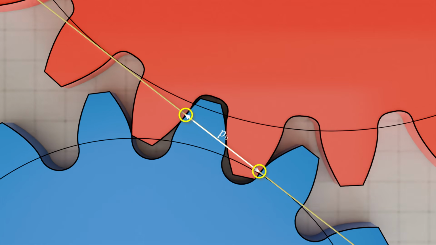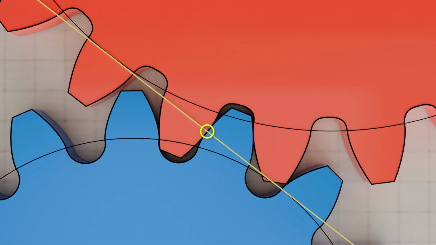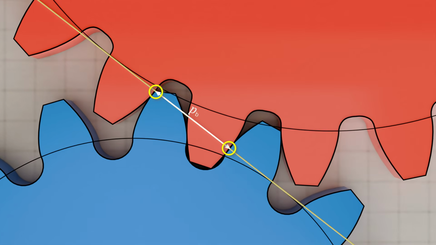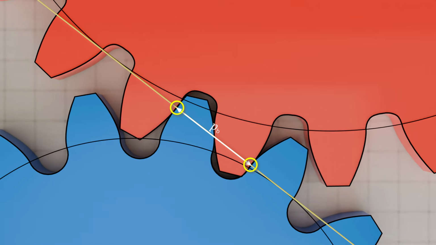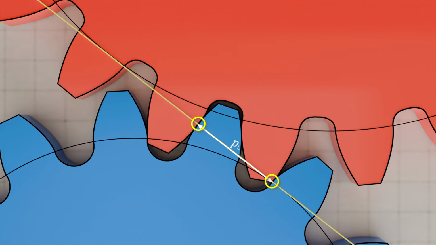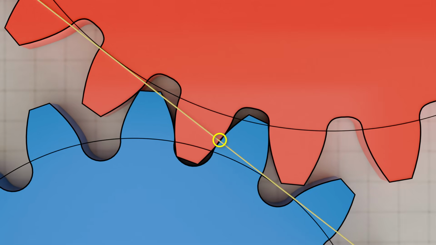The meshing takes place on this contact line, which ultimately corresponds to the tangent to the base circles of the gears. This is the line of action already explained. Due to its complexity, we will take a closer look at meshing in another video.